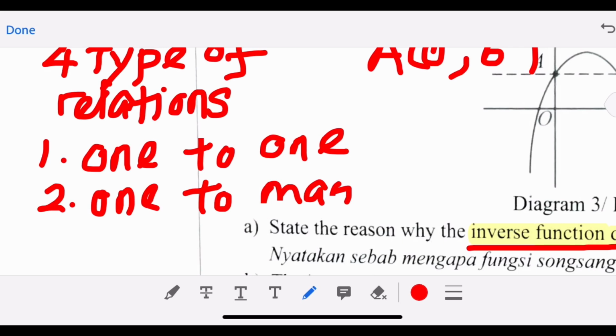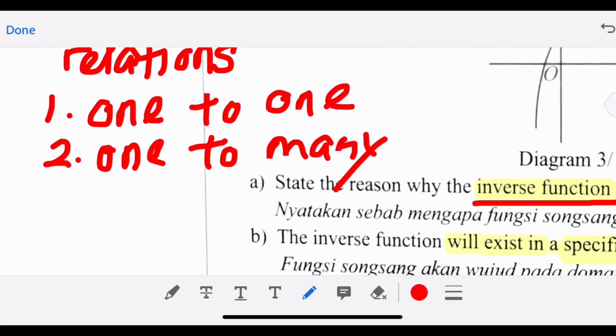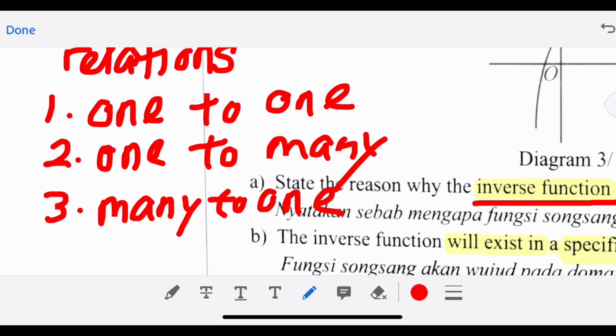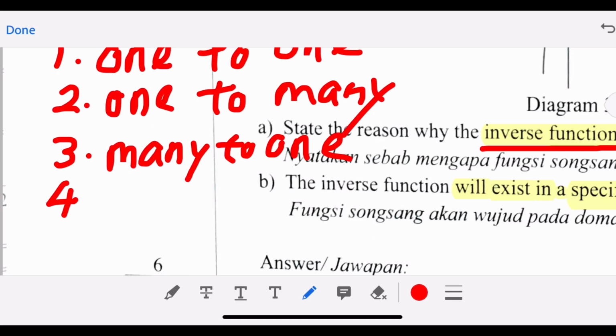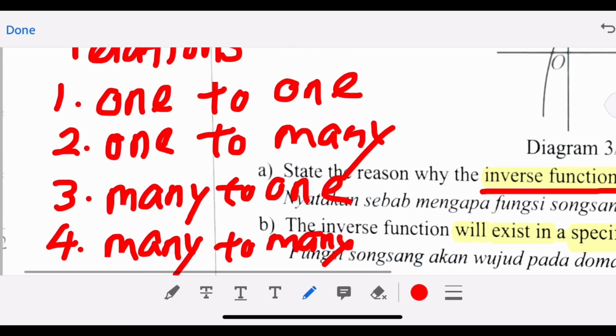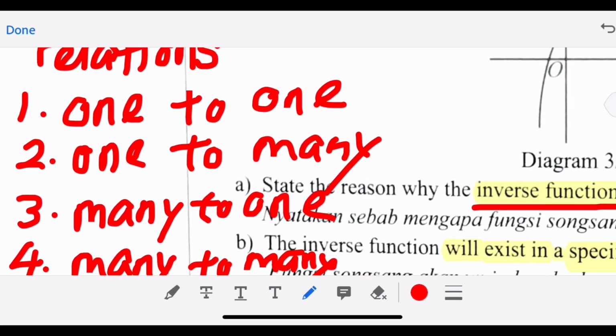We have one-to-many. One-to-many means that one x will map to 2 y. We have many-to-one. Many-to-one means many objects will map to one image. The many here refers to x values. And number 4 is many-to-many.